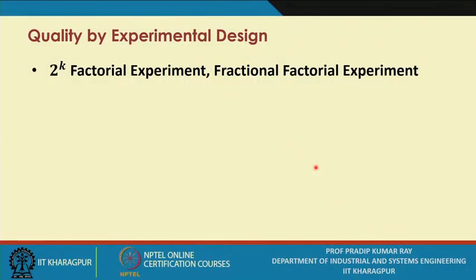During this session under quality by experimental design, I will be discussing the 2 to the power k factorial experiment. We have already discussed the factorial experiment in the previous lecture session, and if you know the 2 to the power k factorial experiment in detail, you will have different kinds of insights about the design of experiment. This is widely used, particularly the 2 to the power k factorial experiment.